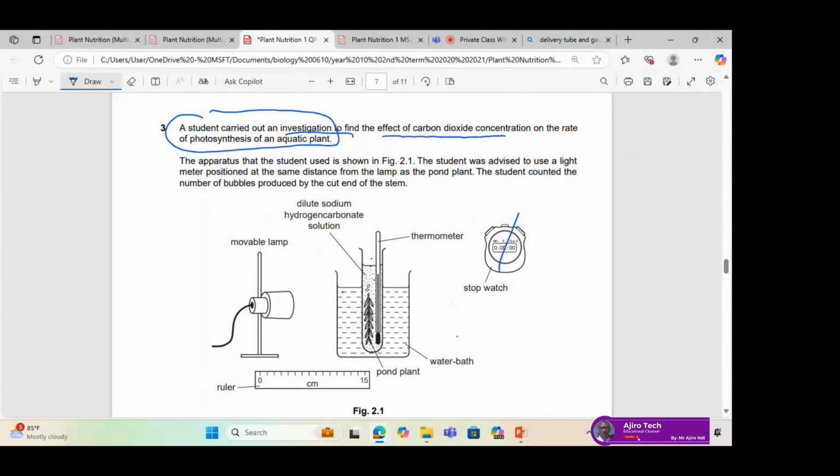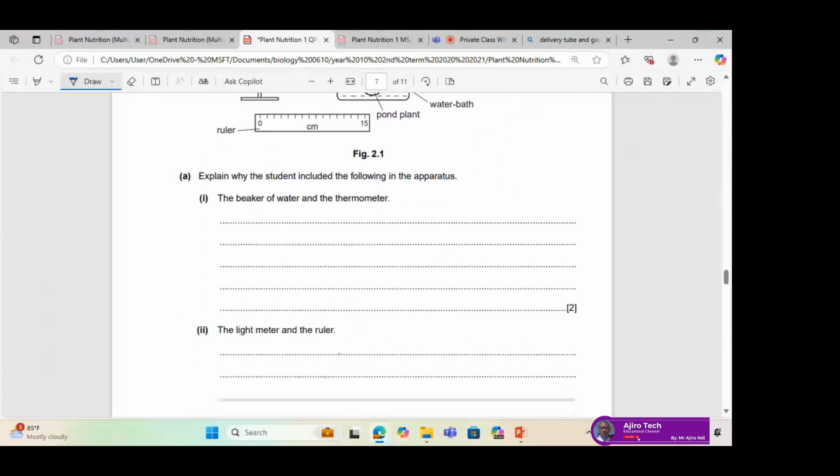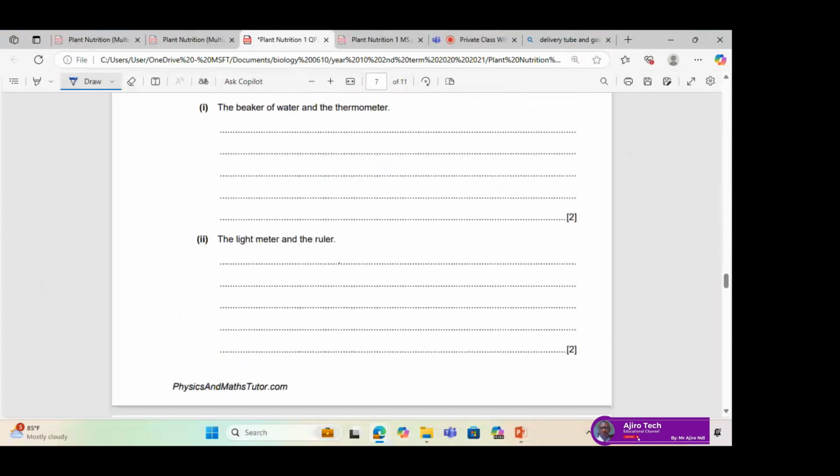To find the effect of carbon dioxide concentration on the rate of photosynthesis. So we want to see how carbon dioxide affects it. Most times the answer to supply will relate to how carbon dioxide affects the rate of photosynthesis. So always take note of this. With time, I'll prep more on questions like this. Let's go back to our lesson so that we can answer more on limiting factors.